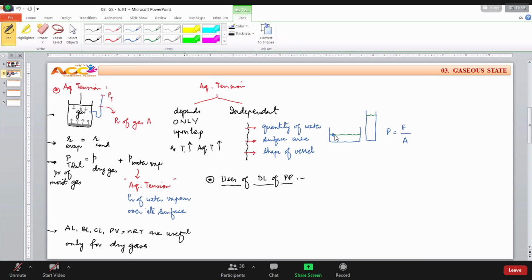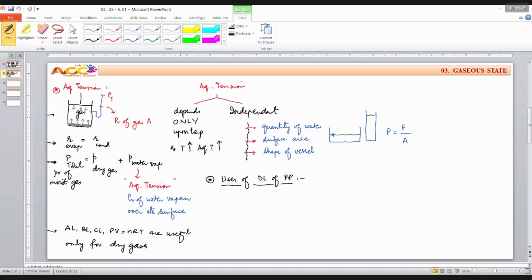It is used to find out the pressure of individual gas in a mixture. Abdullah Sohail Ahmad, excellent, very good. Nice. Anybody else? Abdullah Sohail Ahmad is saying that Dalton's law is used to find out the pressure of individual gas in a mixture of gases.